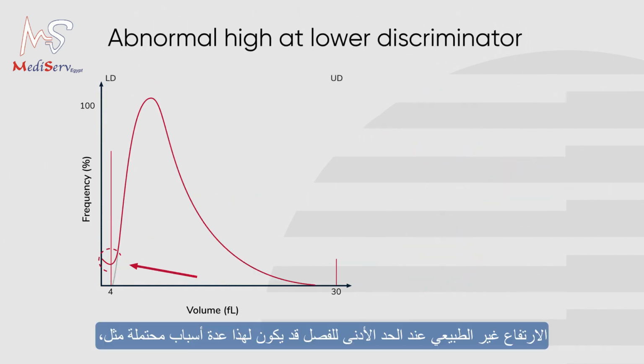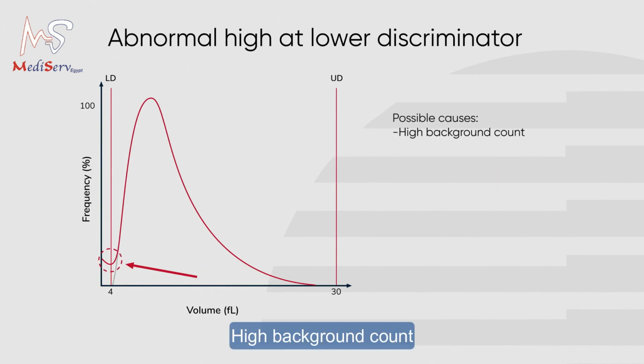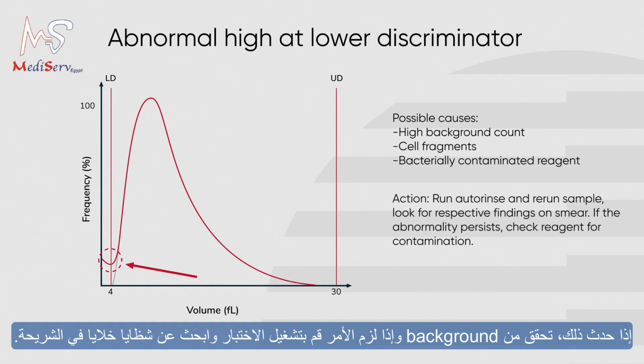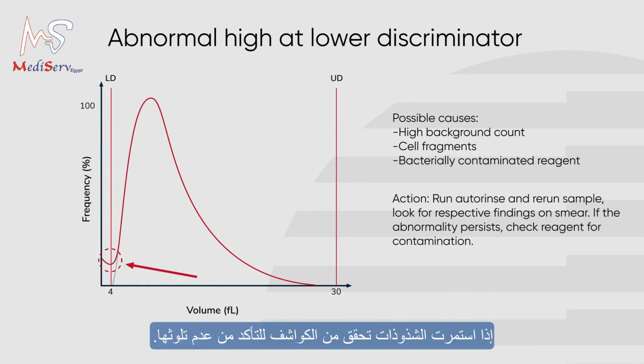An abnormal high at the low discriminator could have several causes, such as a high background count, cell fragments, or bacterially contaminated reagents. If this occurs, check the background, and if needed, run autorinse and look for findings of cell fragments in smear. If the abnormality persists, check reagent for contamination.